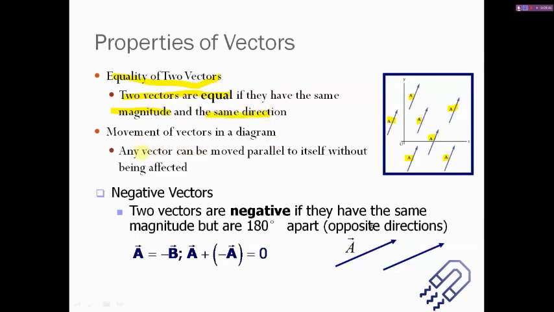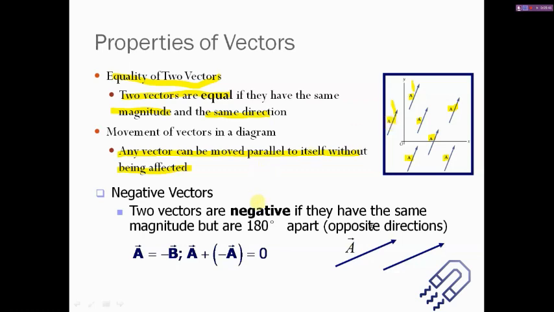Movement of a vector in a diagram. If you consider any vector, it can move parallel to itself without being affected. So if this is a vector A and after a point t it has moved to this particular point, that means it's moving in the same direction, right? And the length has also not changed. So it means that the vector has not been affected either in magnitude or in direction. Okay, that's what is meant by without being affected.